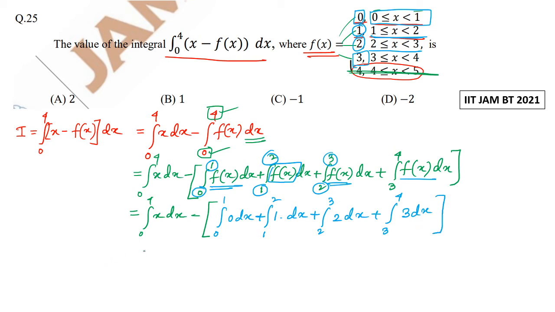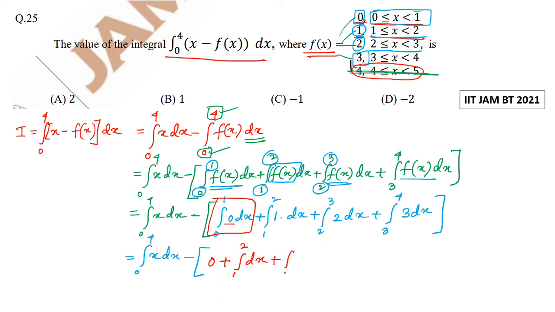Alright, now 0 to 4 x dx minus. Now see, when we are integrating 0, that means it will give us 0, right? 0 times dx. That means this part would be 0 because it's 0 here. So it's 0 plus, see, 1 times dx. That means dx, it is 1 to 2 dx.